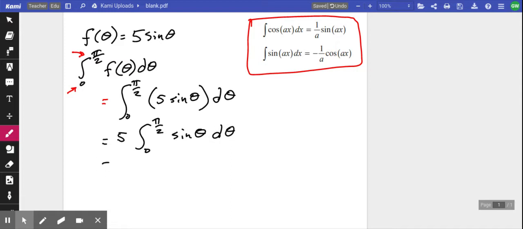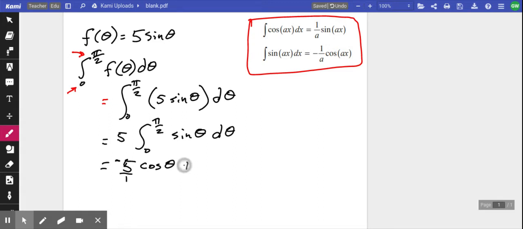And we know how to integrate sine theta. The integral of sine theta is just negative cosine theta, and when we take the derivative of the argument of the sine theta, the derivative of theta with respect to theta is just 1, so we're dividing by 1. So let's cut to the chase: 5 times the integral of sine theta, which is a negative cosine theta, divided by the derivative of theta, which is just 1, and that's it.